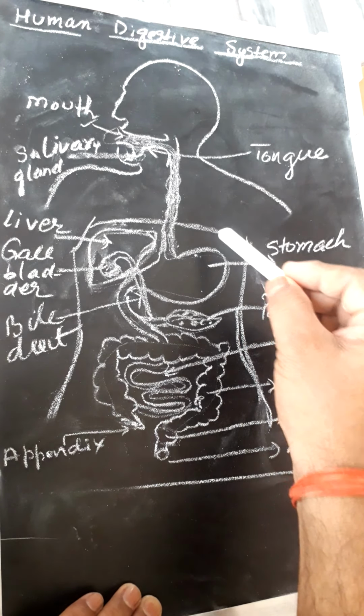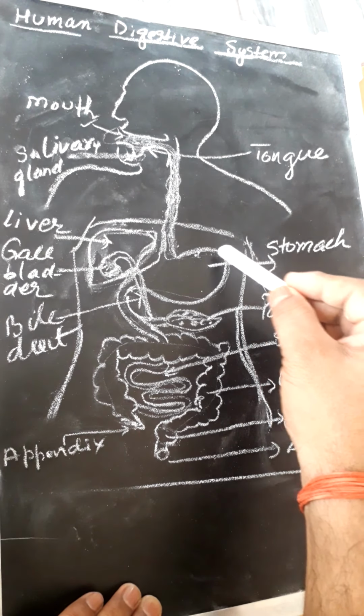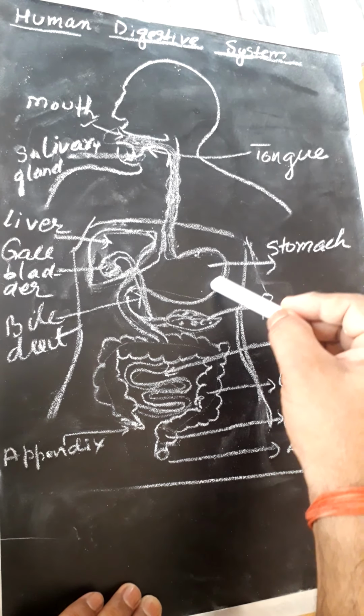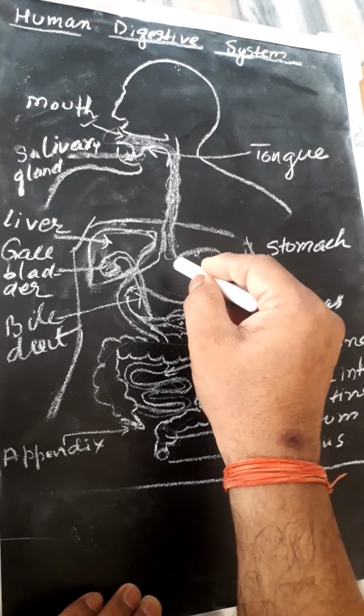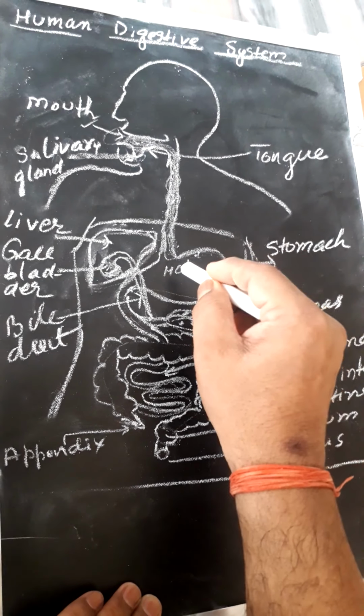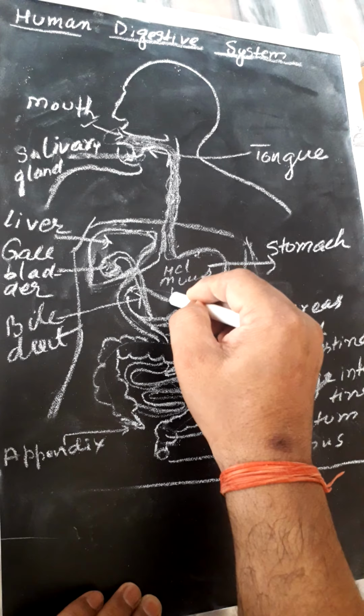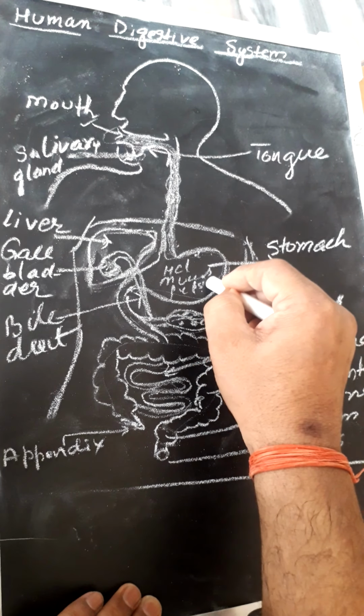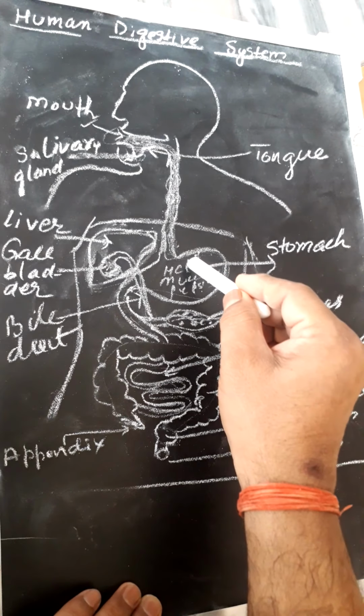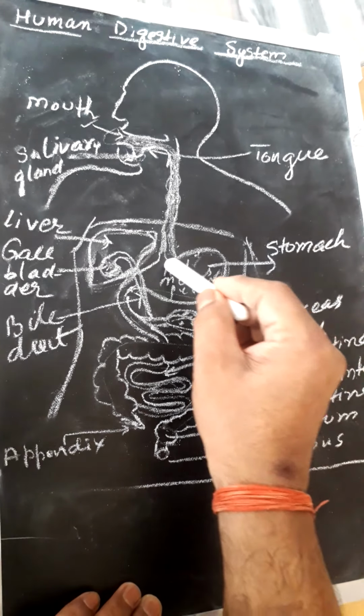Here in the walls of the stomach, it contains tubular glands called gastric glands. It secretes three substances: one, HCl, mucus, and pepsin. Let us see the function of these three one by one.